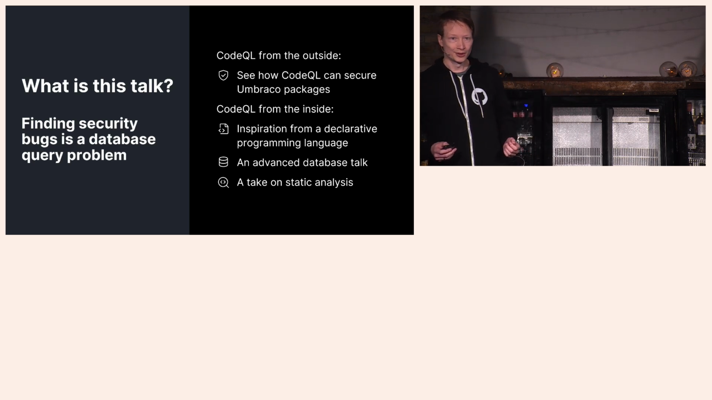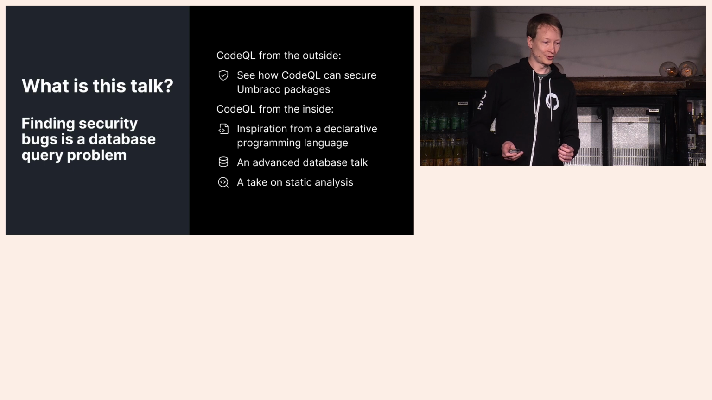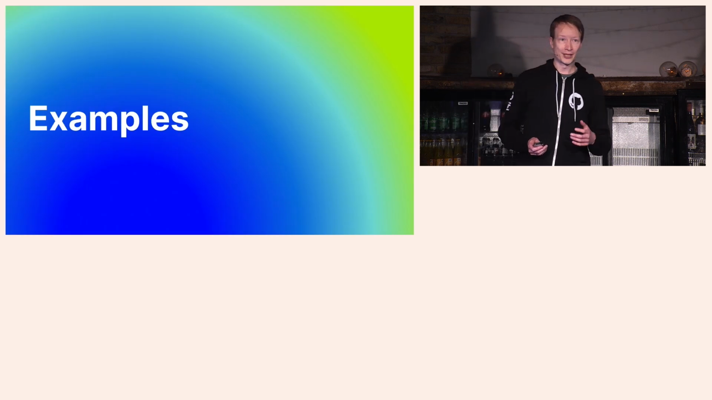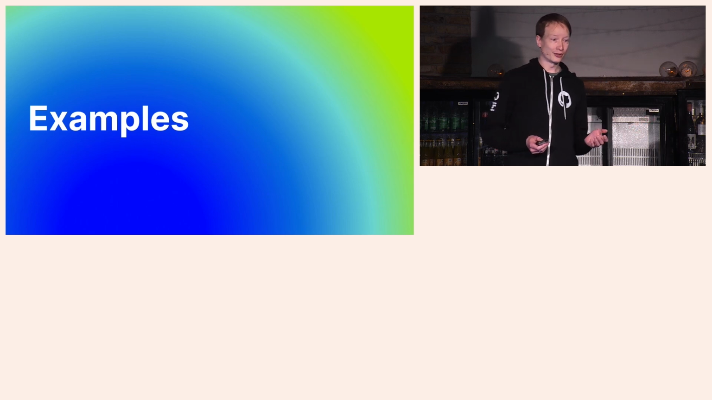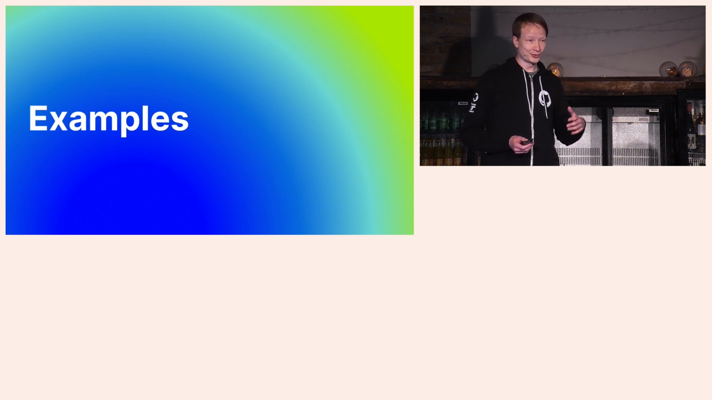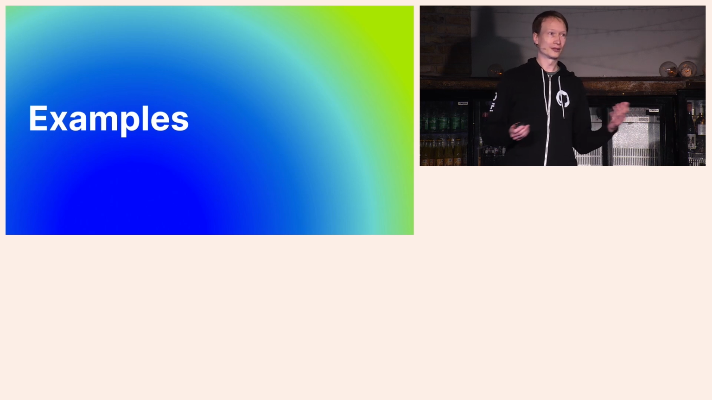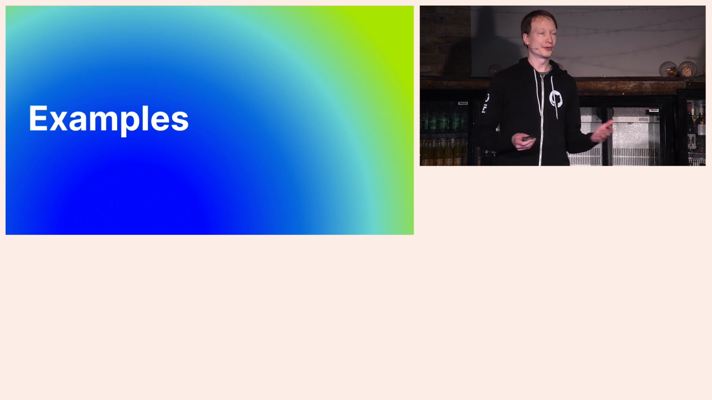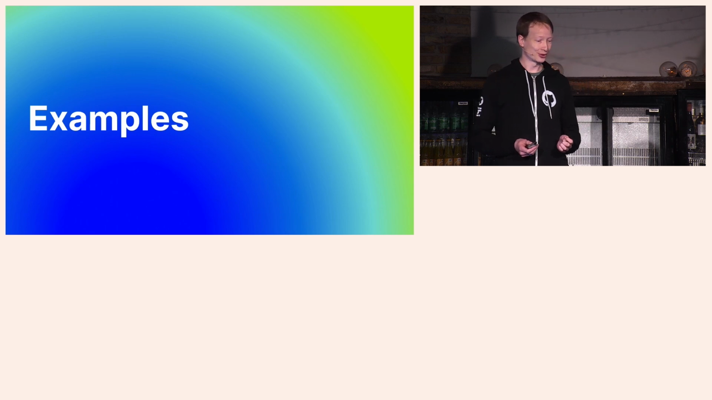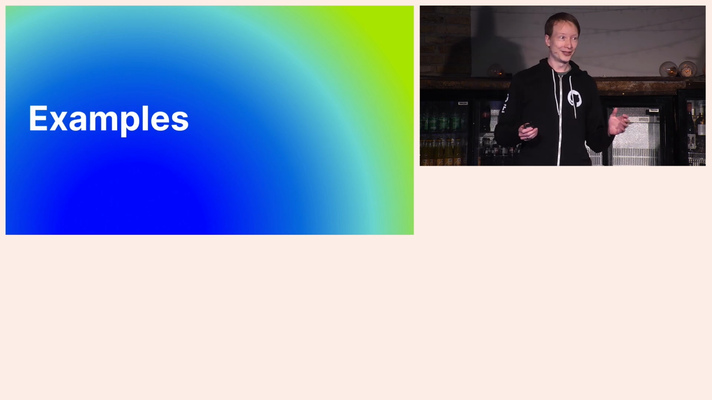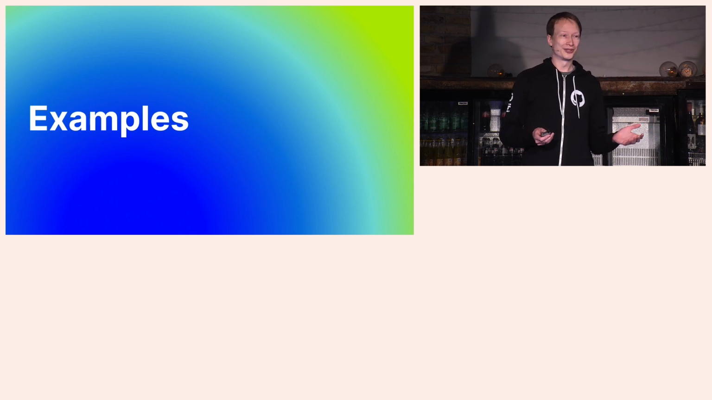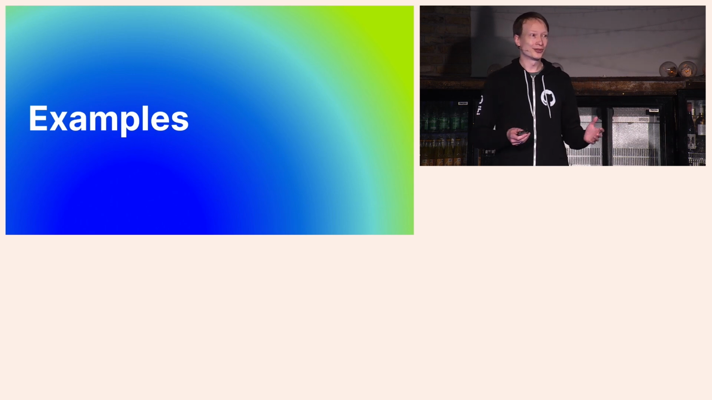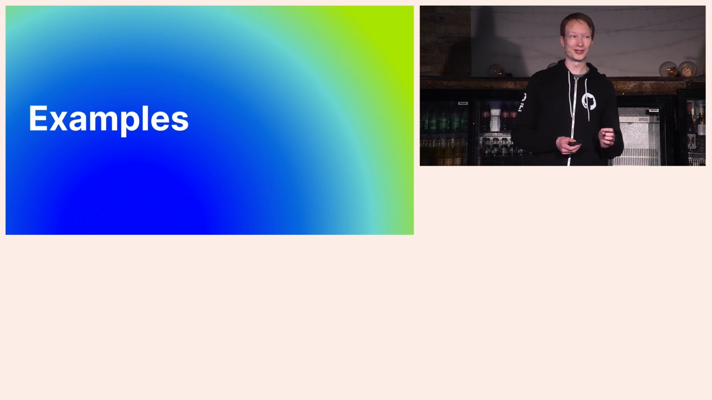But let's first dive into some examples of how this applies to Umbraco packages. So I took two of the most popular packages on the Umbraco marketplace and ran CodeQL on them with the default setup to see if there are any interesting security bugs that we could talk about. This is not to pick on anyone or any packages in particular. I wanted to also look at Umbraco itself, but it turns out Umbraco already uses CodeQL, so they've shaken out all the interesting bugs.